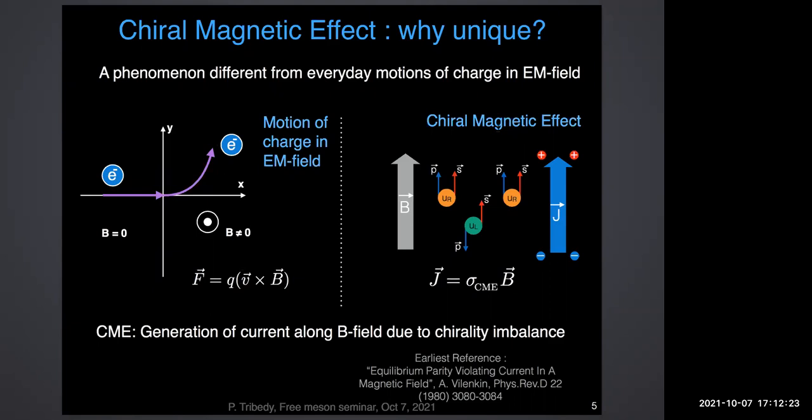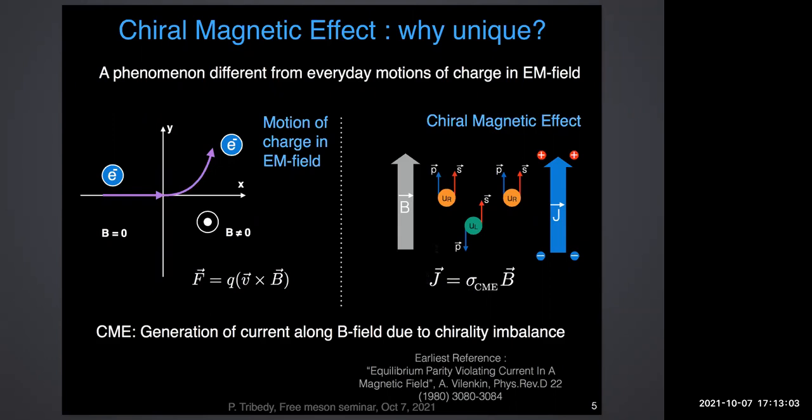The chiral magnetic effect is a phenomenon, no matter what the inner workings are, which I'll get to, in which a current is generated parallel to the magnetic field. So you notice the difference here. The charges will move along the direction of the magnetic field, and this is the equation here, where the current is generated parallel to the magnetic field, and the conductivity is the chiral magnetic conductivity. This is a generation of current along B, which is due to a chirality imbalance in the constituents, and the early reference for this goes back here.